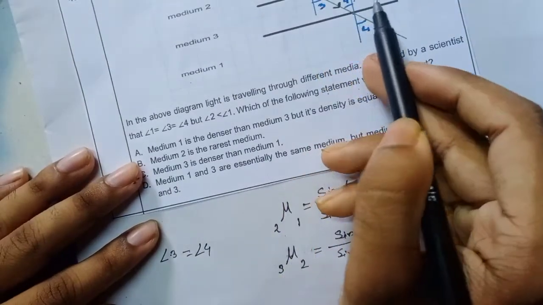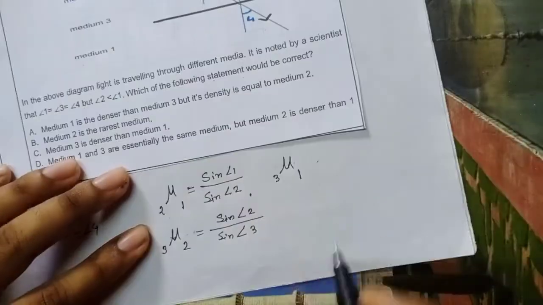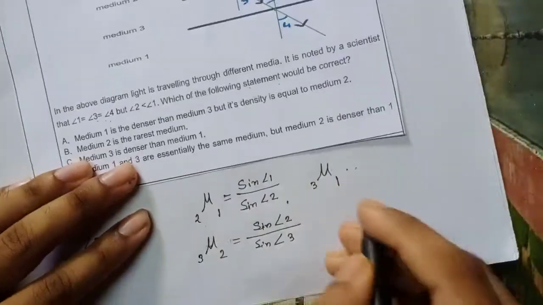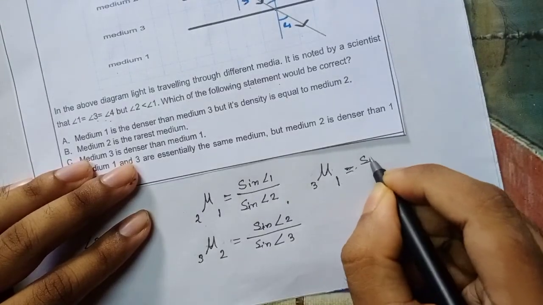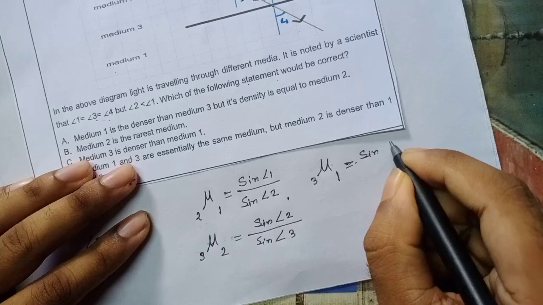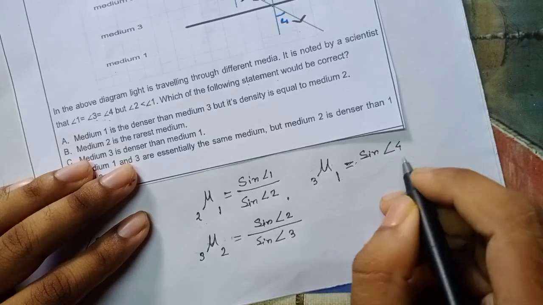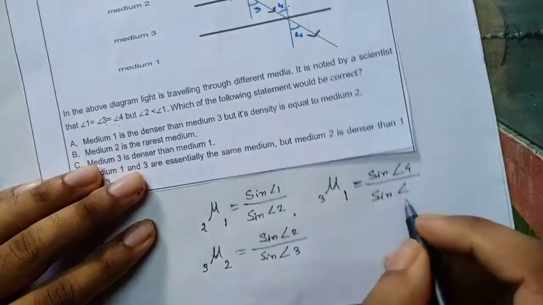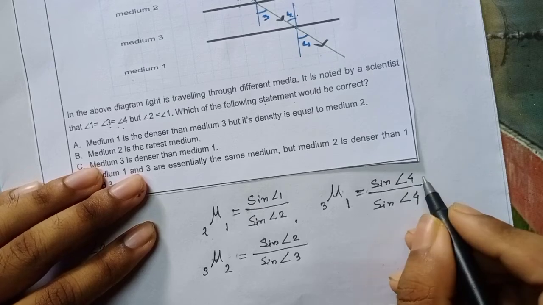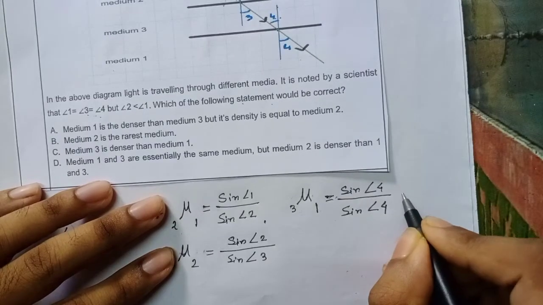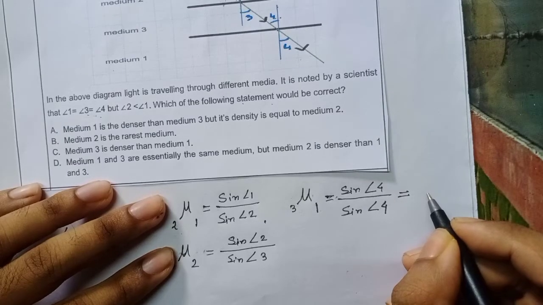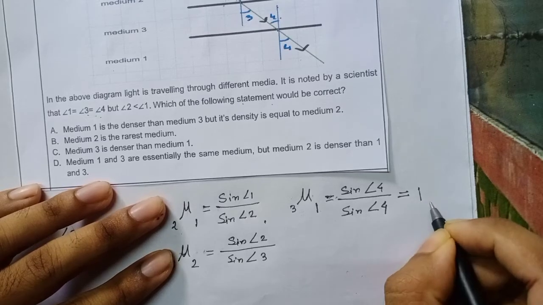These are alternate interior angles. Now again we are also given this, angle 3 equals angle 4, so it equals sine of angle of incidence, that is angle 4, by sine of angle of refraction 4. So these things are equal, so it is equal to 1.